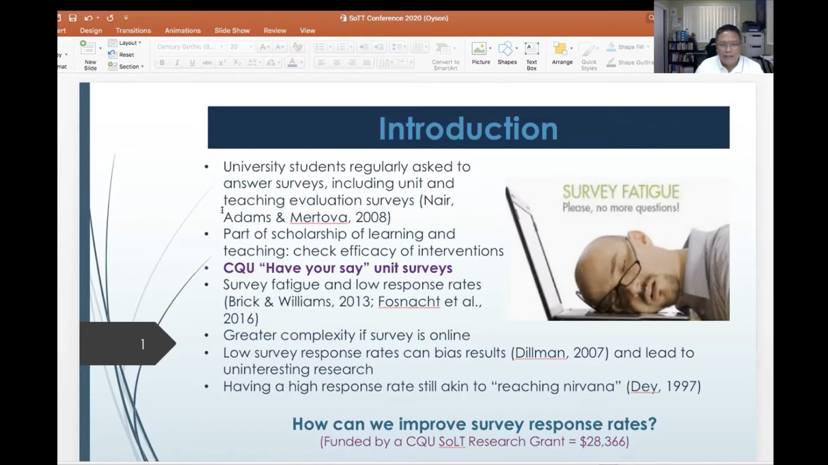I'd also like to point out that this particular project is part of a Scholarship of Learning and Teaching research grant.